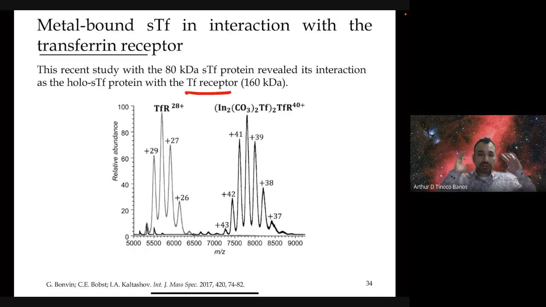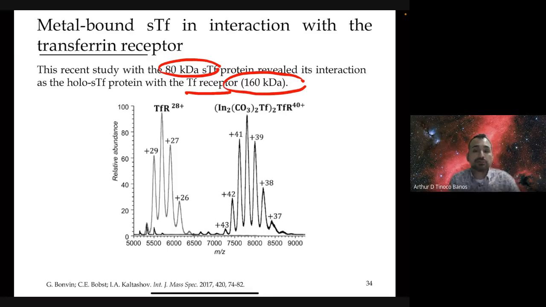So now start thinking about that. How big are we talking about? Well, serum transferrin is 80 kilodalton. The transferrin receptor is 160 kilodalton, right? So now we're talking about a very big protein complex in addition to having metal ions.